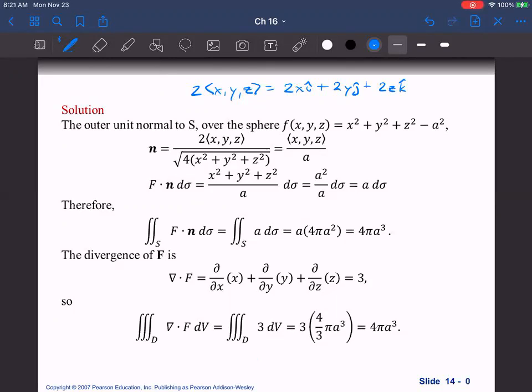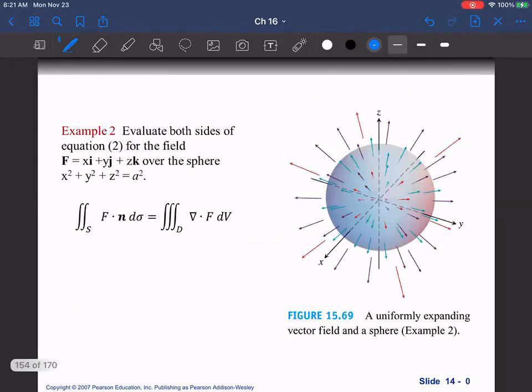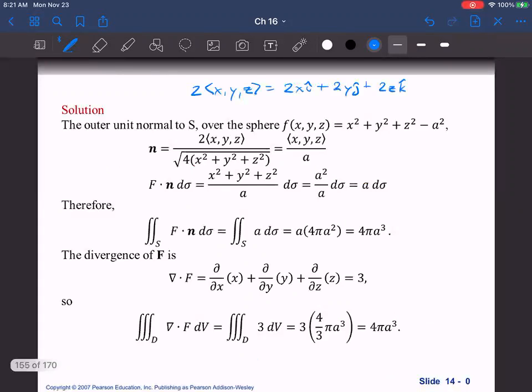So for however far out you are, you're dividing it by that and it gives you a unit normal. Then if we dot it with our actual function, which was just xi, yj, zk, you dot them together and it's pretty simple to go through in that dot product, and you ultimately just get this a times d sigma. And therefore, if you just do that integral, it becomes just an integral of a.